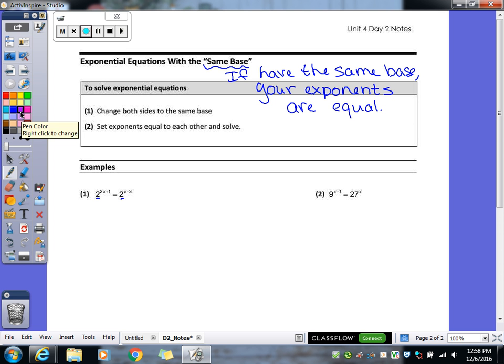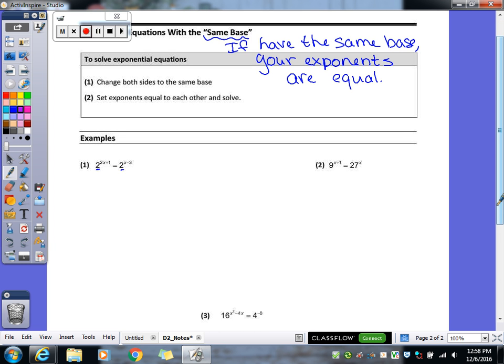So when you're solving these, you want to first check to see, do you have the same base? If you do, awesome. Makes it a little easier. If not, you're going to have to change it, and then you can set your exponents equal to each other and solve. So let's take a look at our first example. We have the same base here. We have a base of 2 on both sides of the equal sign. So that means our exponents are equal to each other. So we set them equal to each other. 2x plus 1 equals your x minus 3. And now we just solve.